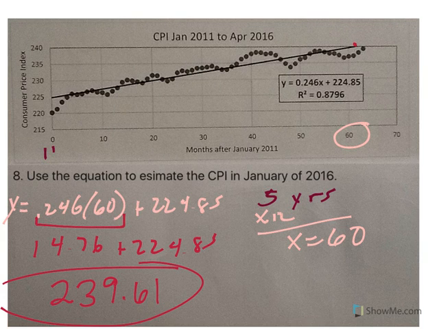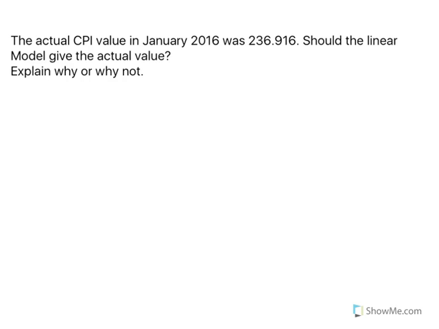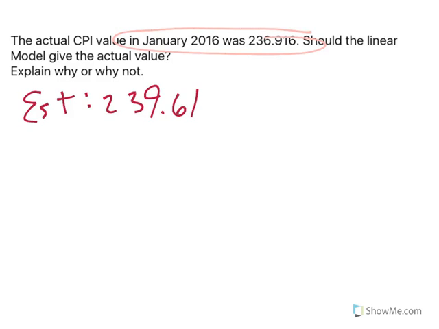But again, you can see here's the prediction up here. The actual is a little bit less than that, which is positive. All right, the actual CPI. Okay, so we did the estimate at 239.61. The actual was 236.916. Should the model give the actual value?